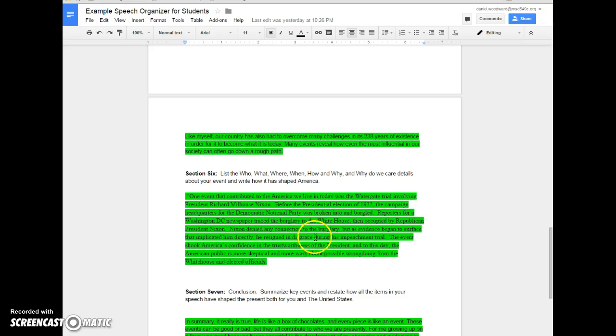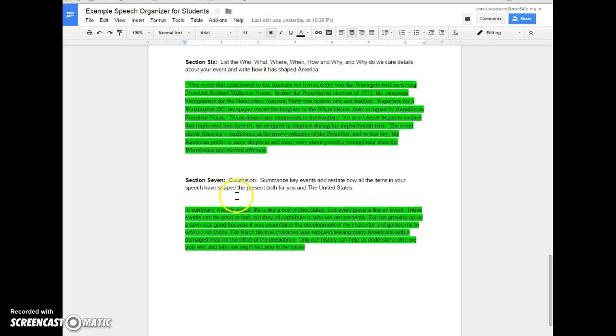So you need to do the same by researching your event. And this is roughly what I would like to see in the amount of description. So you can go through and make your piece like that. Then in section 7 is the summary. The summary is very simple. You are just kind of putting it all together in a quick summation.